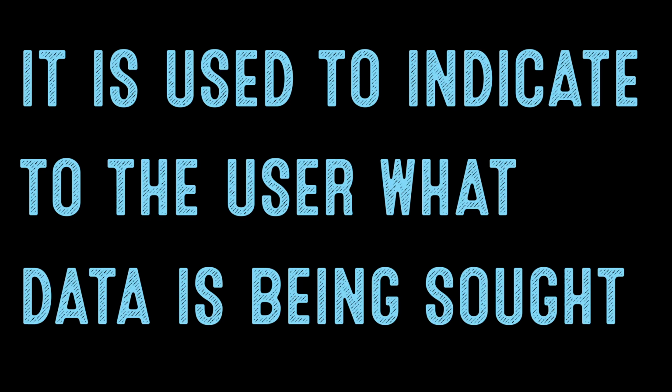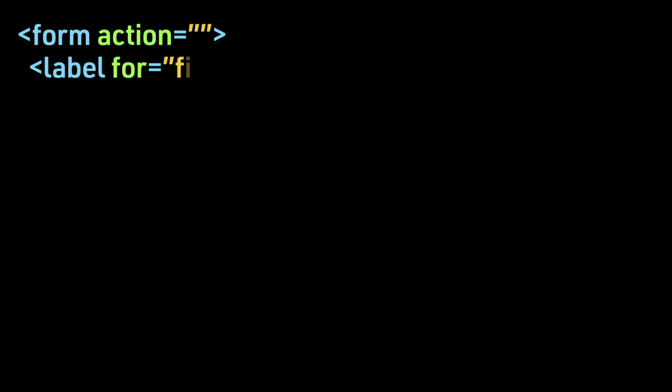The Daily Code Snippet. Making your forms accessible. In an earlier episode, we learned about the label element. It is used to indicate to the user what data is being sought from them. Here is an example of its use.